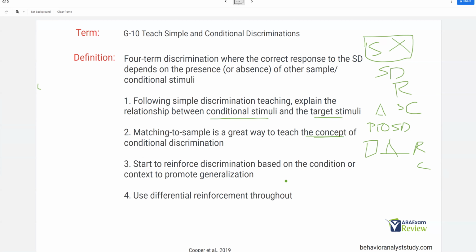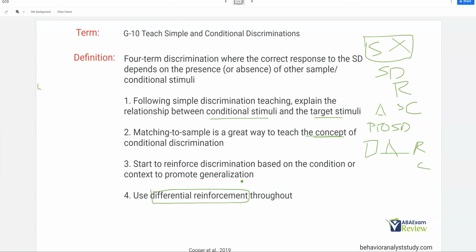Matching to sample, teaching concepts of conditional discrimination, very good way to do it. Start to reinforce discrimination based on the condition or context to promote generalization. Again, we're always thinking generalization. So if there is a condition and you see discrimination occur, do your best to reinforce whenever possible. And again, differential reinforcement is the key, right?